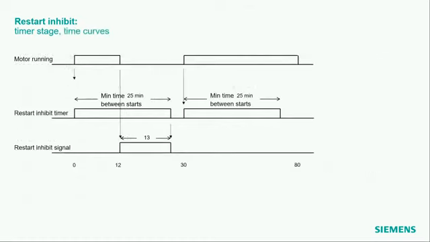I have this also on a diagram, then maybe it's a little bit easier to understand. So the motor is running, this restart inhibit timer is activated, and this runs 25 minutes. And when the motor is switched off after 12 minutes, this restart inhibit signal becomes active. And then for these 13 minutes, as calculated before, this blocking signal is active. Here in the second example, the motor is running longer than this minimum timer. And then when we switch off the motor, this timer has already elapsed. And so there is no restart inhibit signal.